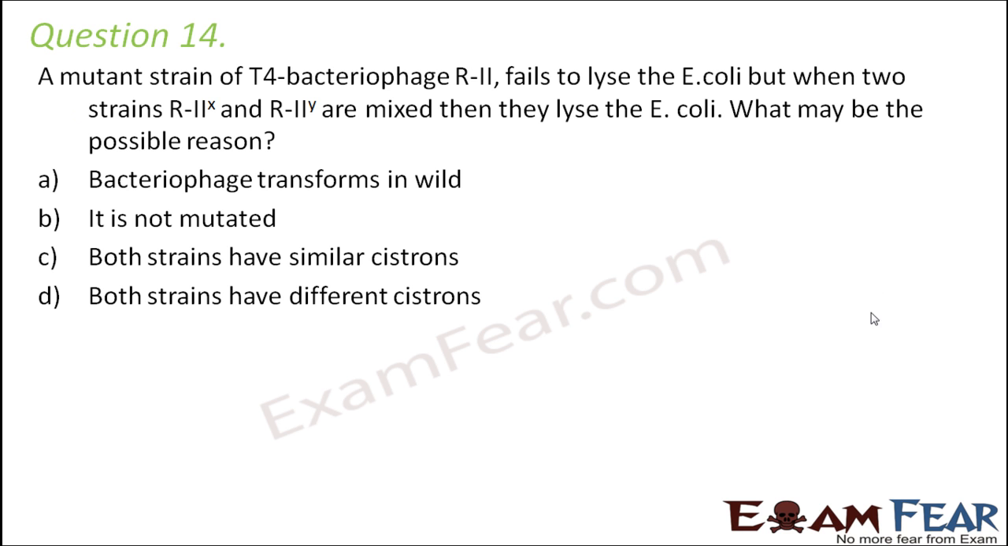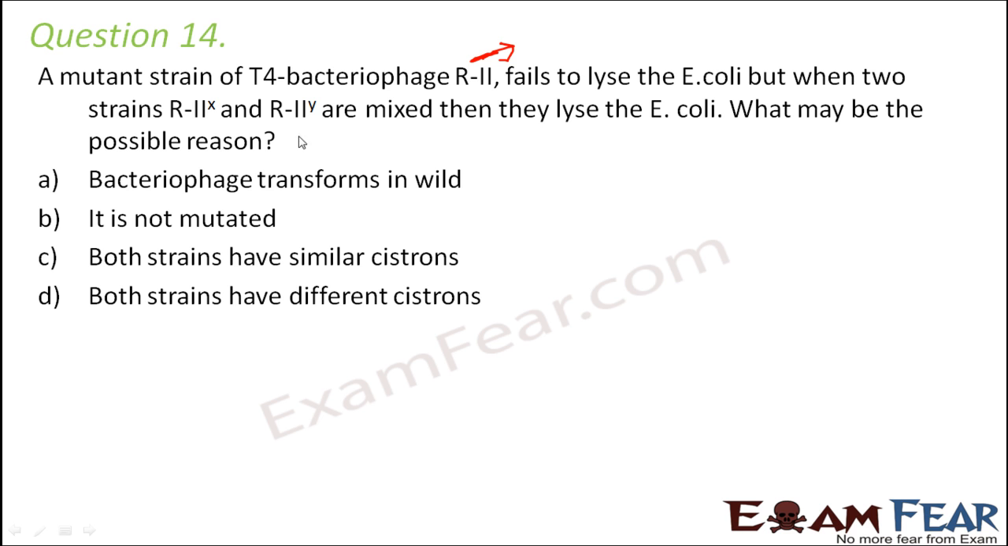Now if R2 is failing to lyse E. coli, that means the enzyme which is produced by R2 is not capable of lysing E. coli. Therefore in this case E. coli is not getting lysed. But when R2X and R2Y, both of these strains, are mixed together, then what is happening? Two different enzymes must be getting produced, because if both of these have the same cistrons, then the same enzymes will get produced. Same cistrons means they have the same section of DNA, therefore they will produce the same polypeptide, and so the same enzyme.